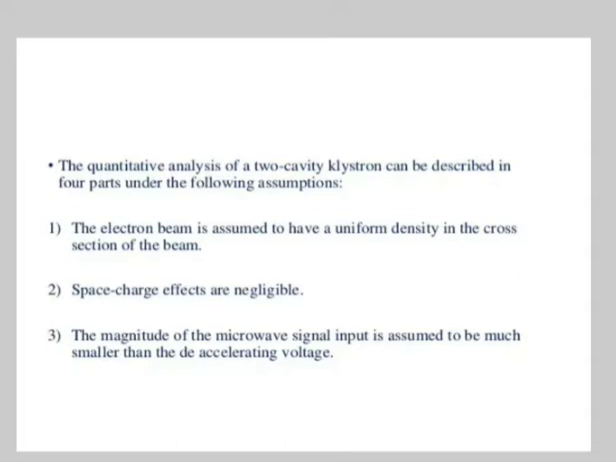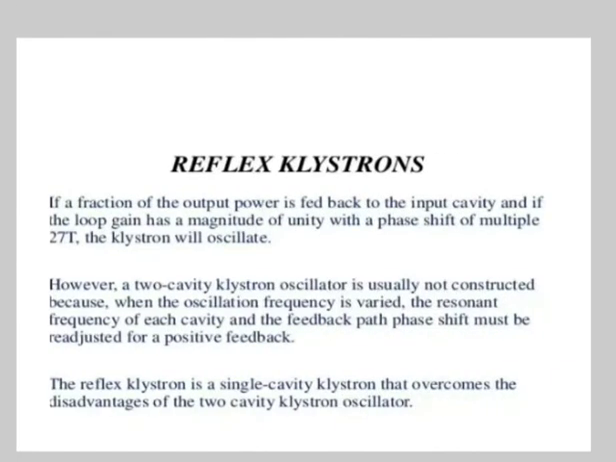Now, what are the applications of two cavity klystron? It can be used as a power oscillator, it can be used as an output tube, in radar transmitter, in UHF TV transmitter, in satellite communication ground stations, in troposphere scatter transmitter. So these are the applications of two cavity klystron. Next is reflex klystron.